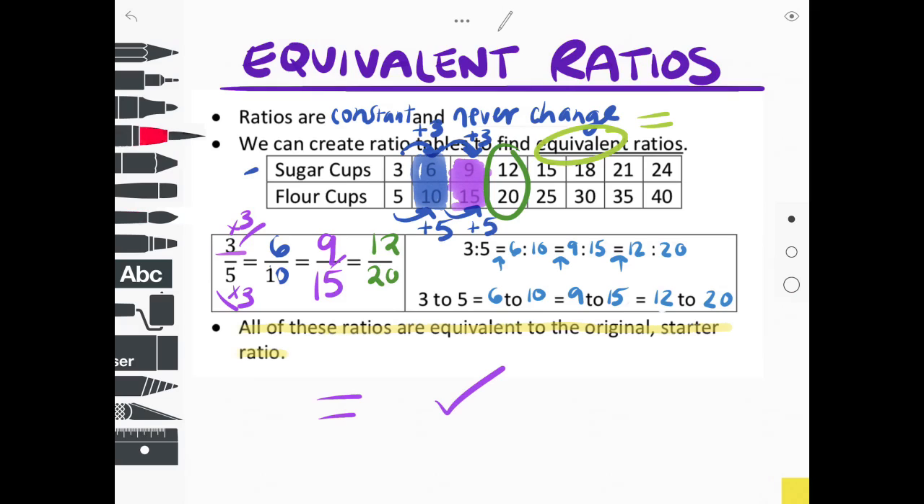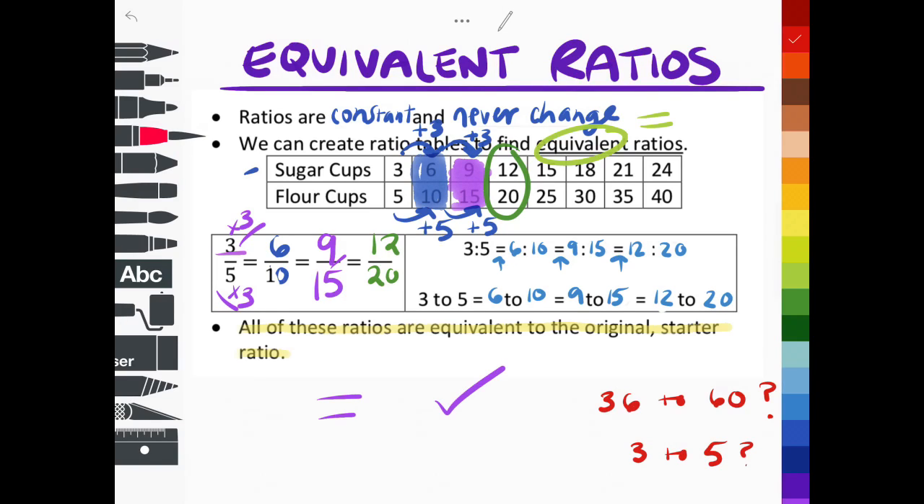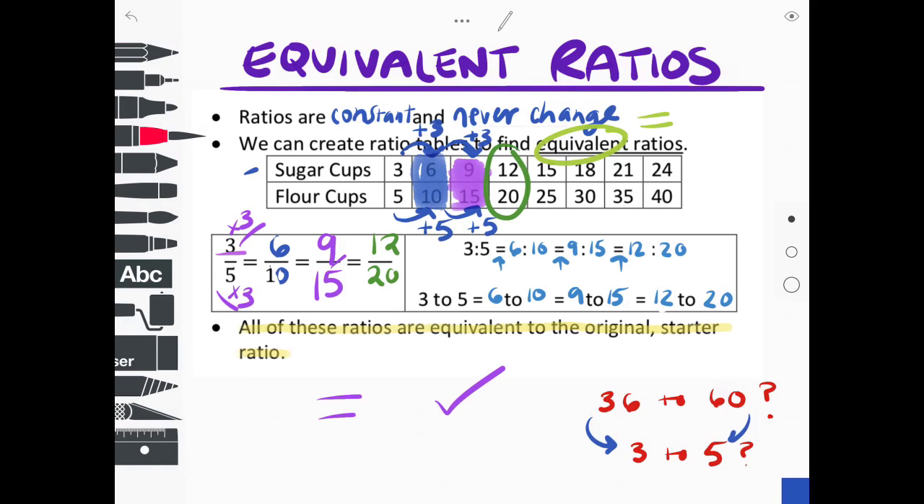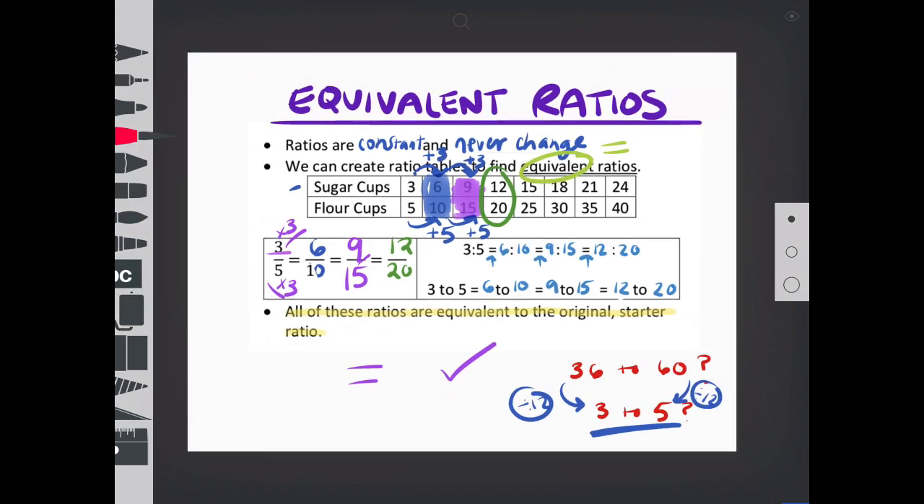So sometimes you will get a ratio such as maybe like 36 to 60. And they're going to ask you, is it equivalent to 3 to 5? And then you have to figure out, okay, what do I need to divide by to see if it works? Well, 36 divided by 12 is 3. 60 divided by 12 is 5. Since they're divisible by the same number, and it gets us down to that exact ratio, then we know they'll be equivalent. All right, let's do some examples.